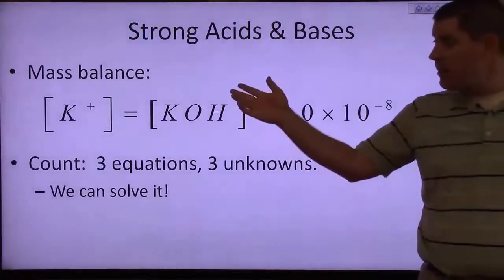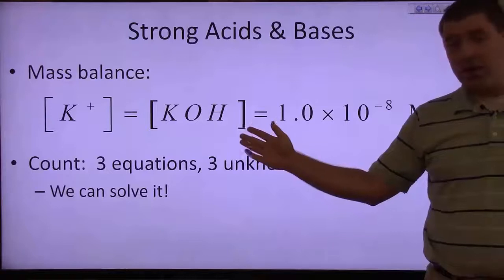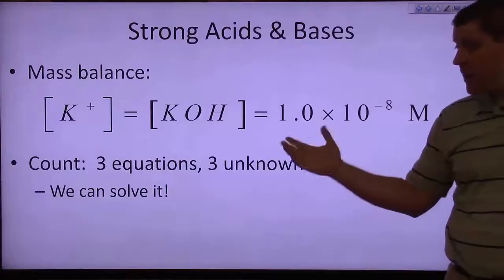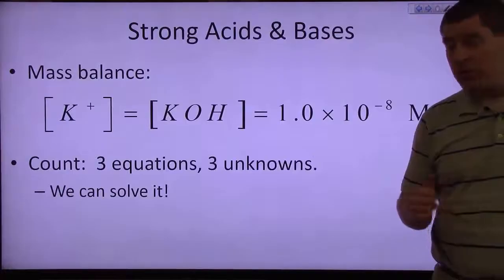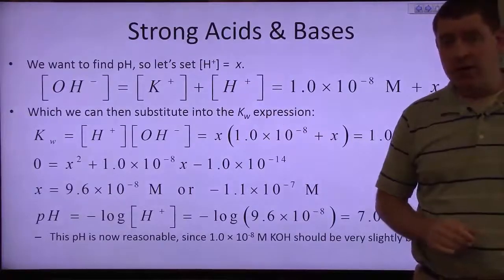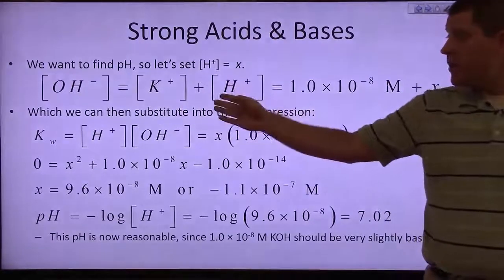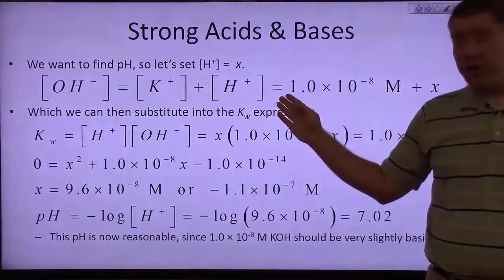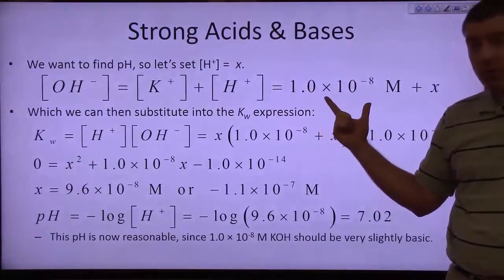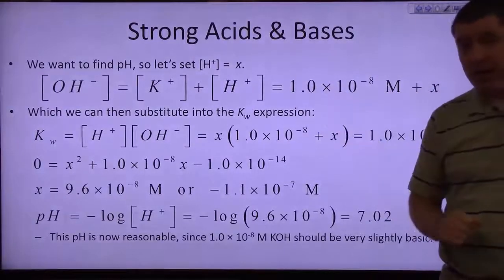We can also write our mass balance. We know that the potassium ion concentration must be equal to our concentration of KOH that we put in initially, which was 1.0 times 10 to the minus 8 molar. And now we have three equations, three unknowns, and now we can solve it. Now, we want to find the pH, so let's set the hydrogen ion concentration equal to X. And we know that the hydroxide ion concentration is equal to the potassium ion concentration plus the hydrogen ion concentration, which means we know that it's equal to 1.0 times 10 to the minus 8 molar, since that's the potassium ion concentration, plus X, the hydrogen ion concentration.